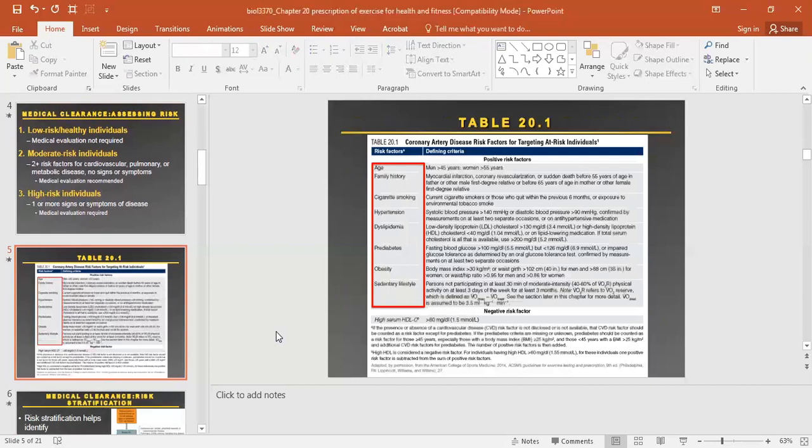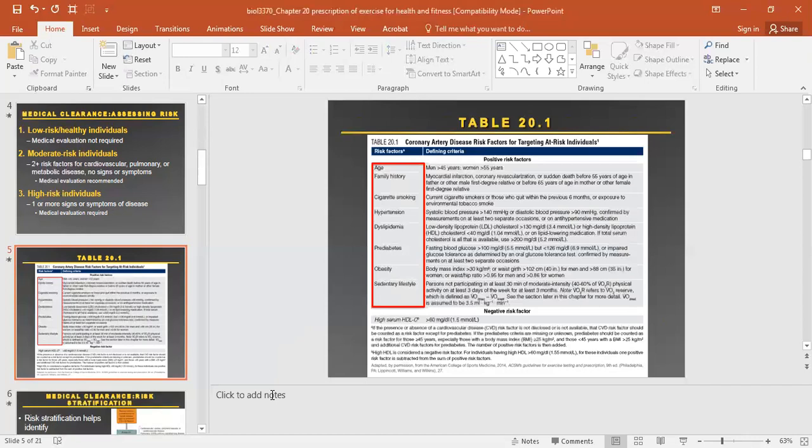Those risks that I was talking about are listed here. They're in the red box. So women above the age of 55, I said age, family history, cigarette smoking, the lipid profile, diabetes, obesity. Down here is sedentary lifestyle. We're going to finish by talking about this. That's one of the worst things that you can do for yourself. And that's actually a risk factor for coronary artery disease.